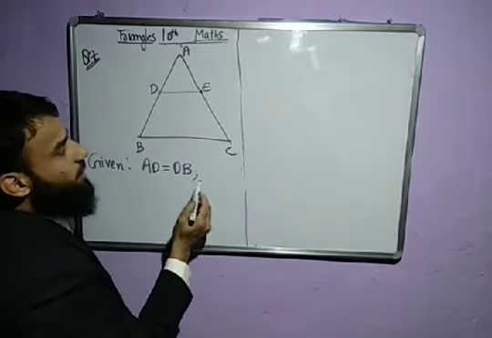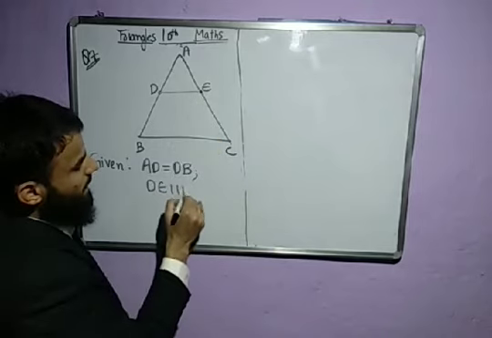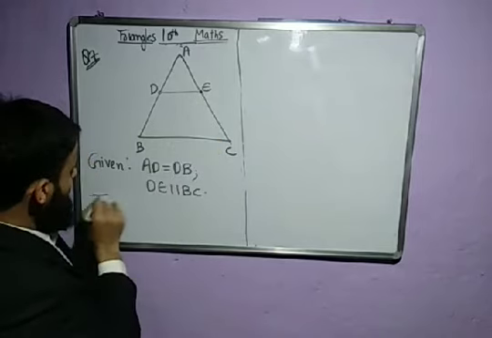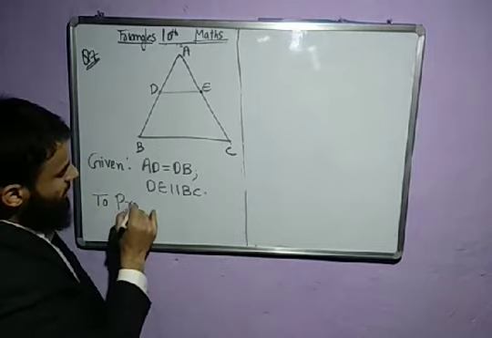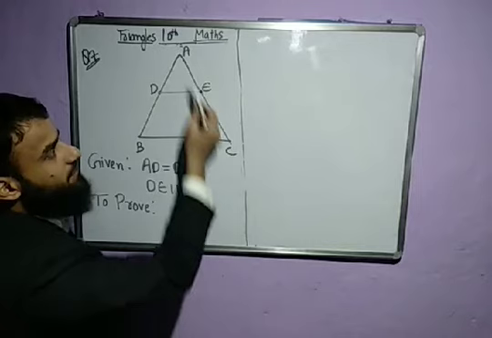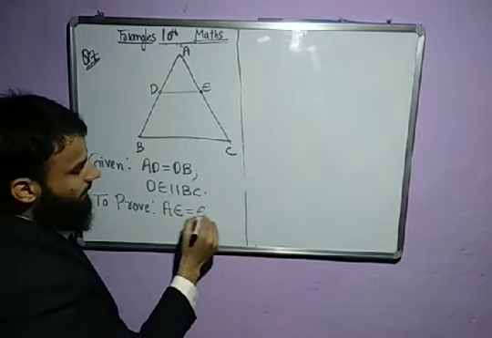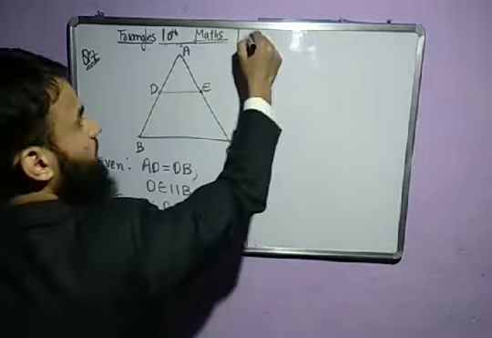It is given. What is the next thing given? That DE is parallel to BC. DE is parallel to BC. What you need to prove? You need to prove that this E is also the midpoint of this AC. It means you have to prove AE is equal to EC. It's very easy. So we will prove it.